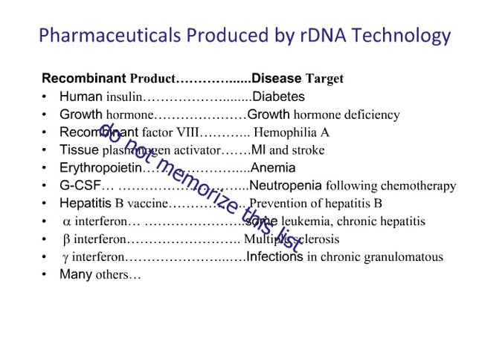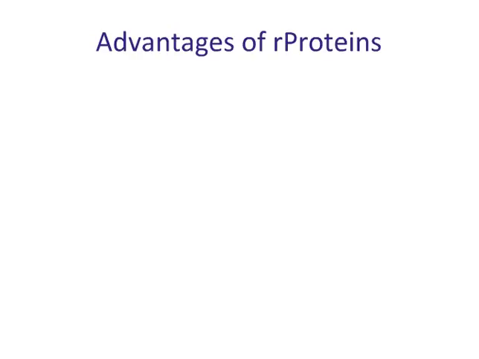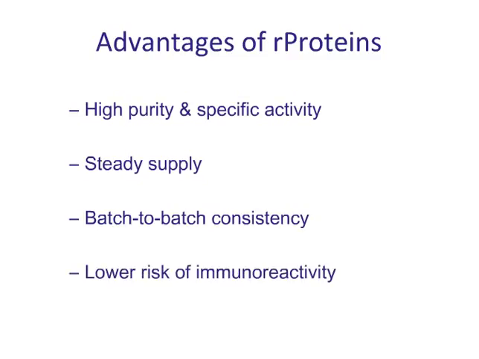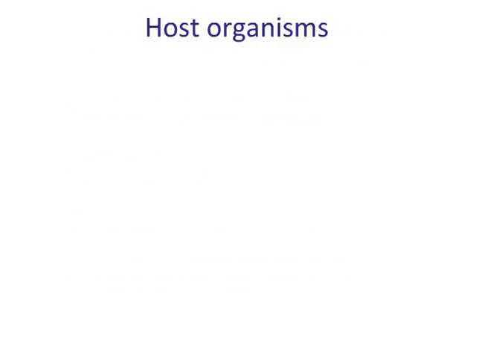Since then, variations of the same recombinant DNA technology used to produce insulin have resulted in the production of hundreds of recombinant therapeutic proteins for use in medicine. Use of recombinant technology for therapeutic proteins over isolation from biological sources has several advantages, including high purity and specific activity, a steady supply, batch-to-batch consistency, and a much lower risk of immunoreactivity in the patient.